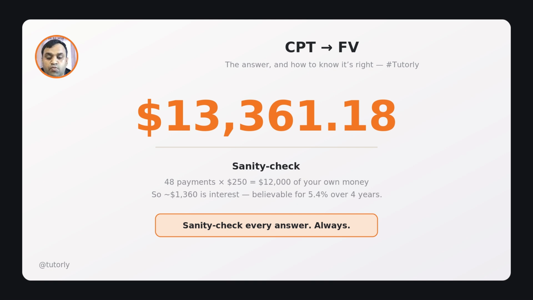Always, you put in 48 payments of $250, that's 12,000 of your own money. The answer is about 13,500. So roughly 1,360 is your interest. That's believable for 5.4% over 4 years. If the calculator had spat out 50,000, you know something was wrong.